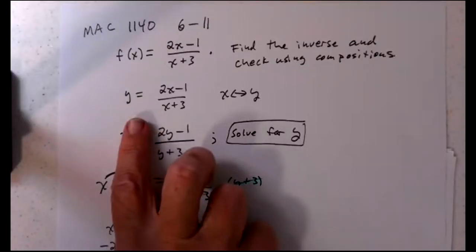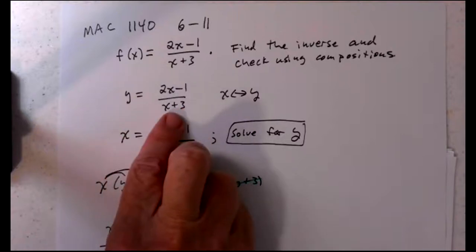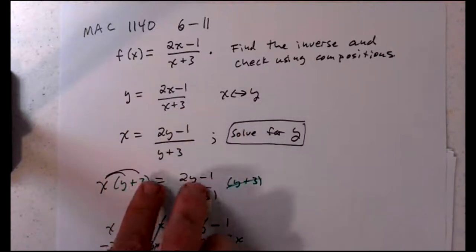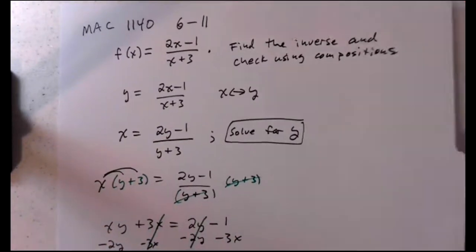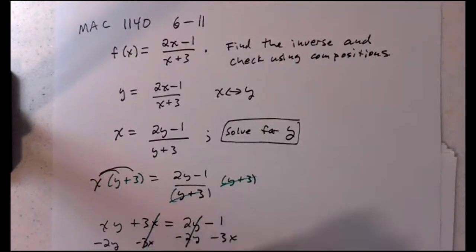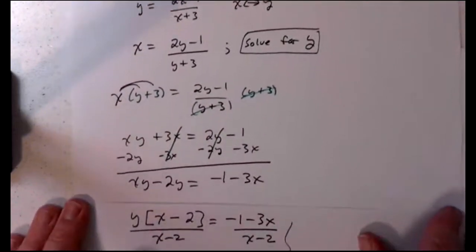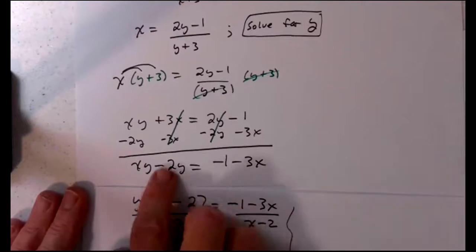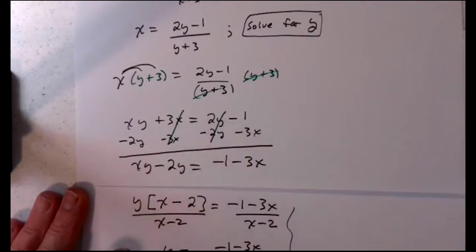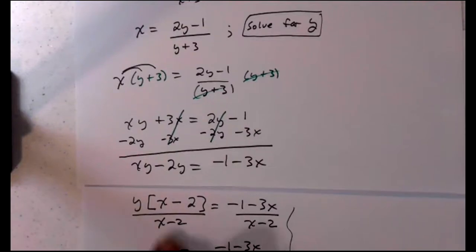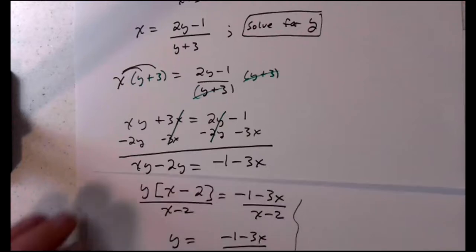Then what did we do? We rewrote f of x as y first, and then x becomes y, y becomes x, and solve for y. Multiply by the common denominator, distribute, get all the y's on one side, get all the non-y's on the other. This is where some students tend to have trouble. So I had to subtract 2y from both sides to get all the y's on the left, subtract 3x from both sides to get all the x's on the right. And then the next tricky part is to factor out the y. Once all the y's are on the left side, now I have y times x minus 2 is negative 1 minus 3x. And then that finishes.